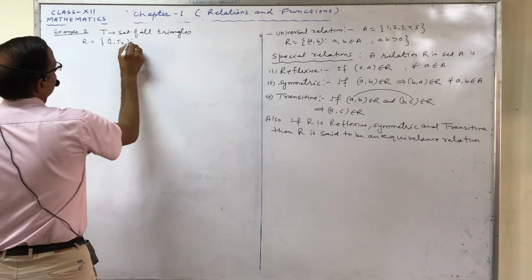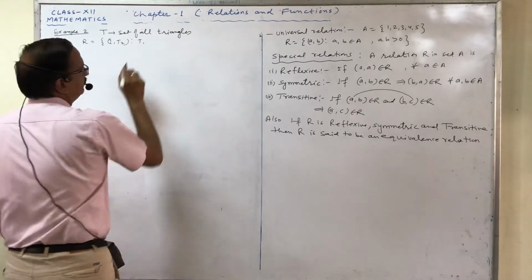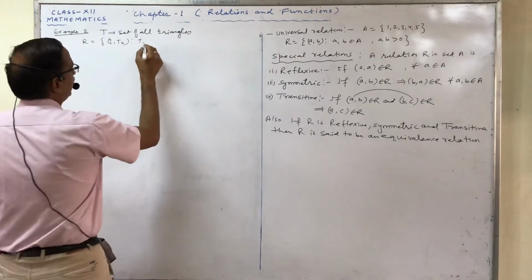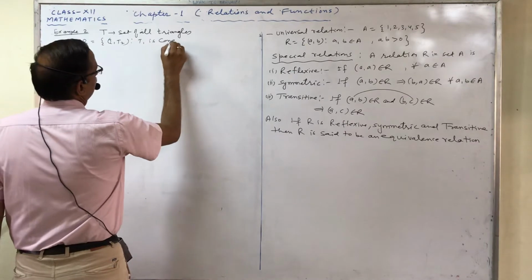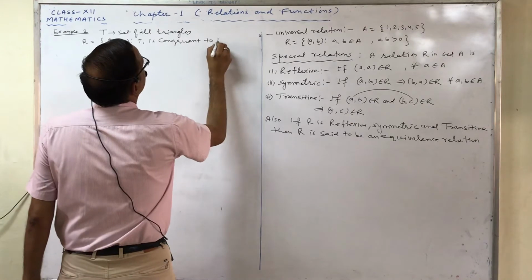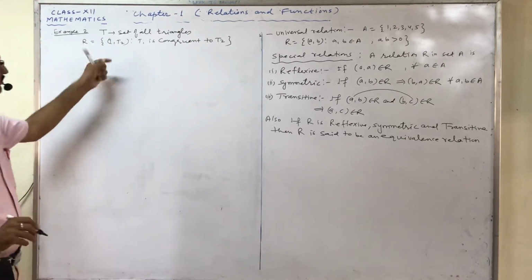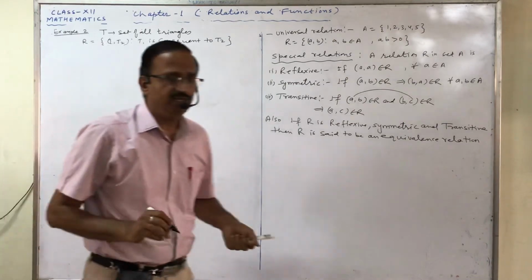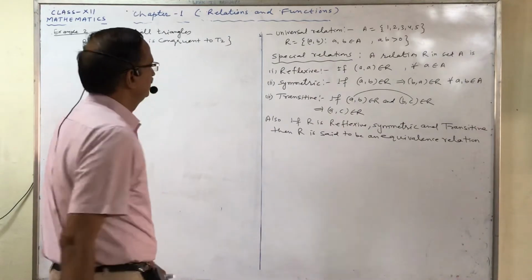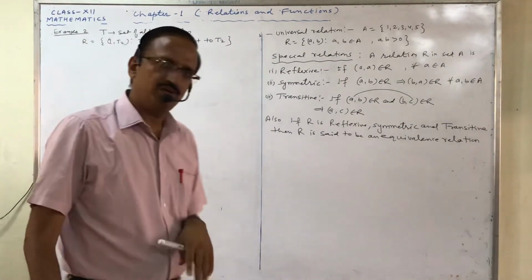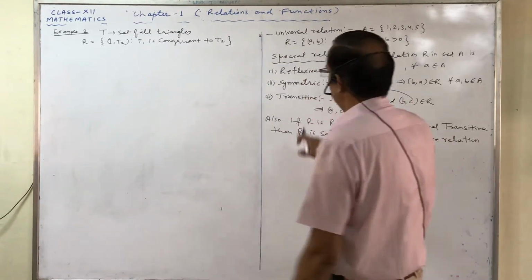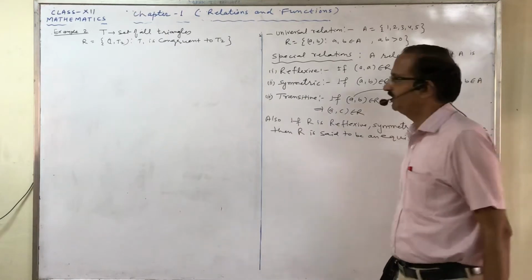Suppose there are two triangles T1 and T2, and the relation is T1 is congruent to T2. So these are the two elements of this set T, and the relation between them is T1 is congruent to T2. We will check whether this relation is equivalence or not. So we have to prove that this relation is an equivalence relation. So for that, we will check these three relations. First of all, reflexive.